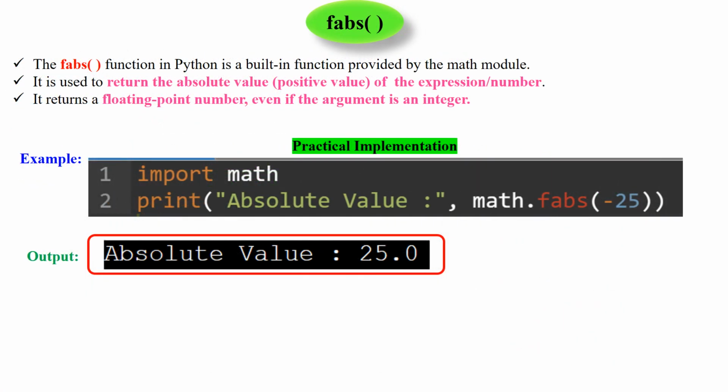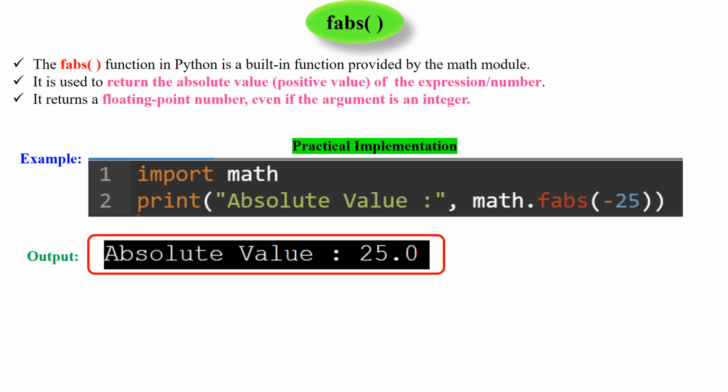The fabs function in Python is a built-in function provided by the math module. It is used to return the absolute value, positive value, of the expression or number. It returns a floating point number, even if the argument is an integer. Now, look at this example.